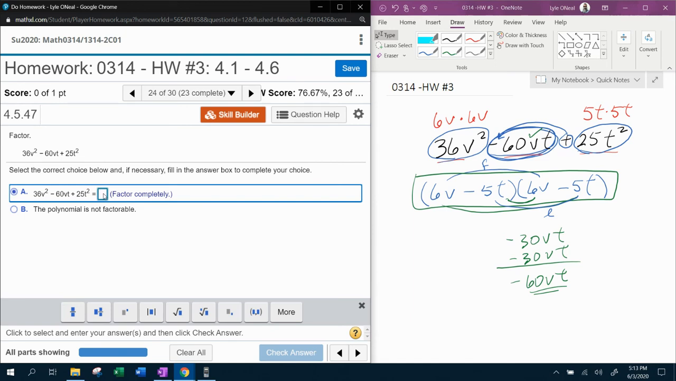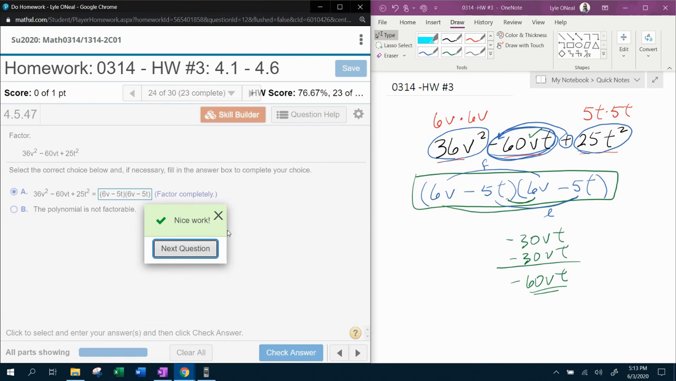Now, let's plug it in and see if I lied to you. 6v minus 5t. Whoops. Did you see that? I almost screwed that up. Parentheses. 6v minus 5t. And another one, 6v minus 5t. Those are identical. I wonder if it'll take it like that. Let's check it. Oh, it checked it. Okay, it took it. All right.